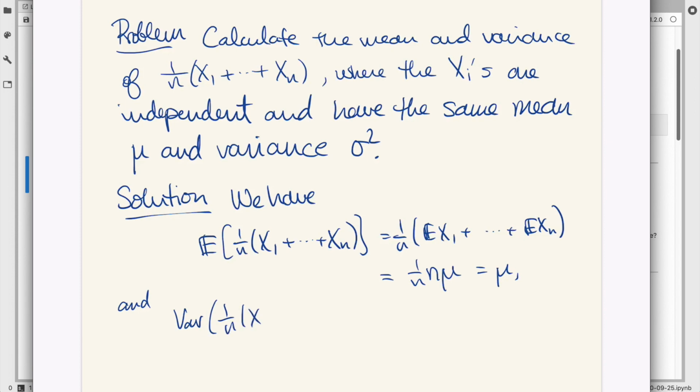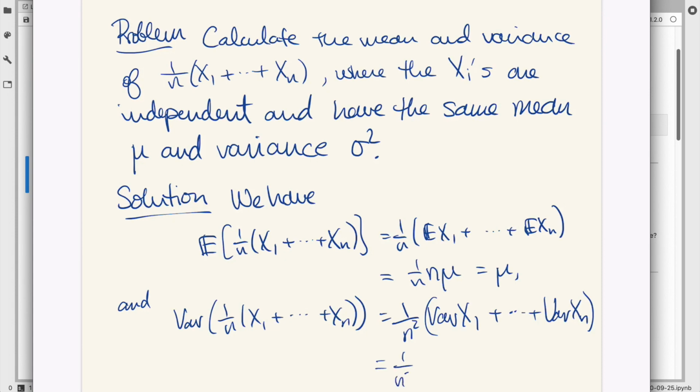Similarly, when we compute the variance, the constant factor is going to come out, but this time it gets squared. So we have 1 over n squared, and then variance distributes across the plus sign when the random variables are independent. So this is going to be variance of x1 and so on up to variance of xn. So this is n copies of the same value sigma squared being added together. So that's 1 over n squared times n sigma squared, which is sigma squared over n.